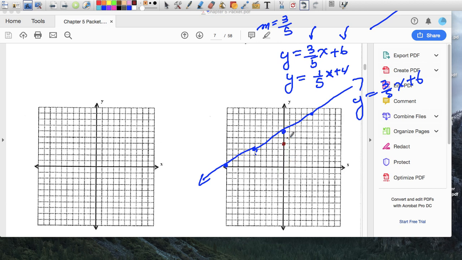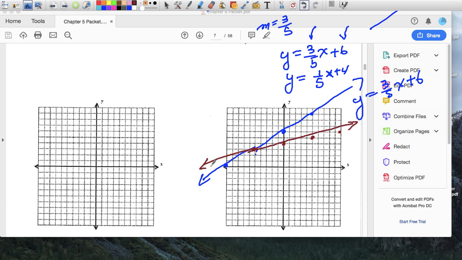And the slope is going to be 1/5. So 1 up and 5 to the right. 1 up and 5 to the right. 1 up, 5 to the right. And if I go backwards, it's 1 down and 5 to the left. So it looks like it's here. That line, the red one, looks like it's that.